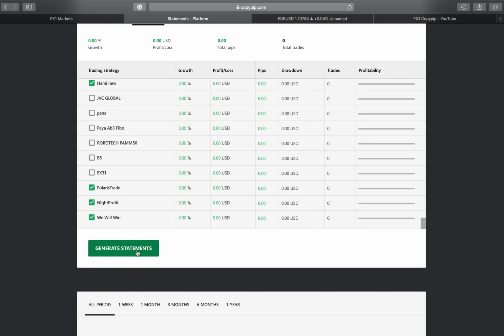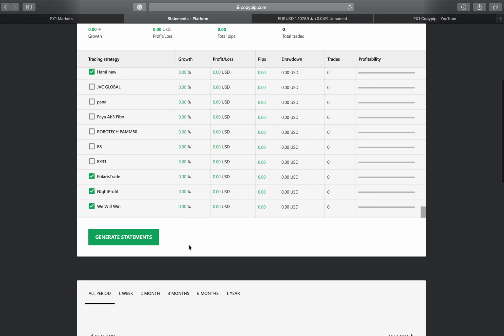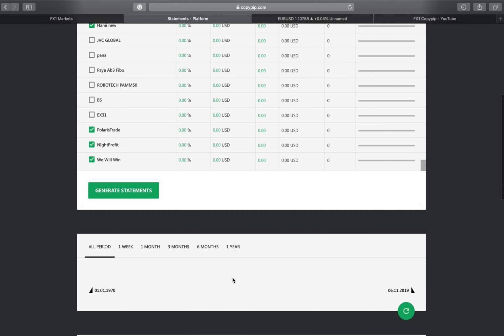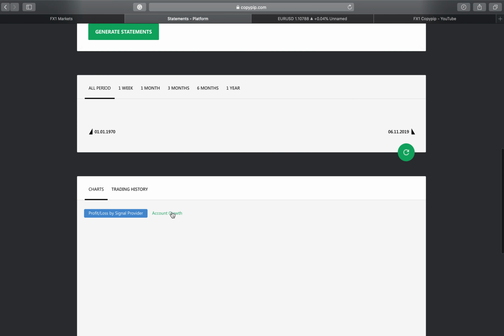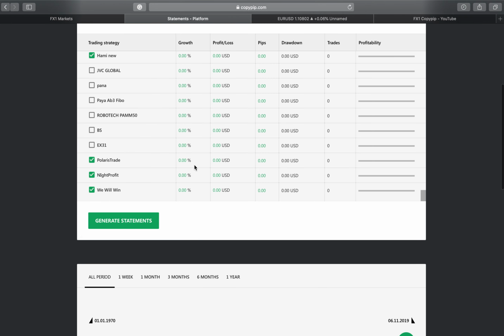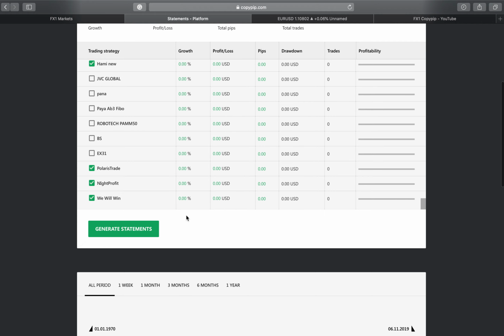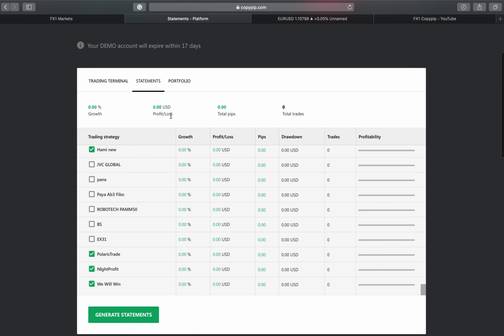I want to generate a statement. Let's say what it means. It means you're going to get all the information, let's say the growth, in a graph. You just click generate a statement, and you will have the account growth, the charts and the trading history of these 4 that you choose. So this is going to help you filter the statements among the strategy providers.